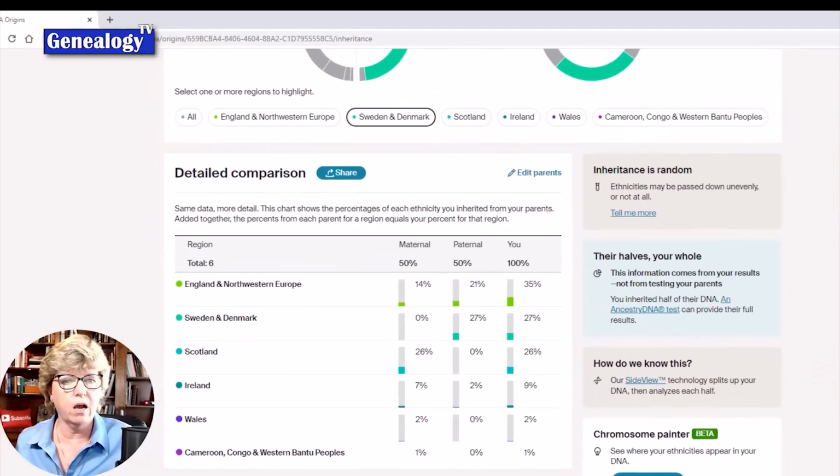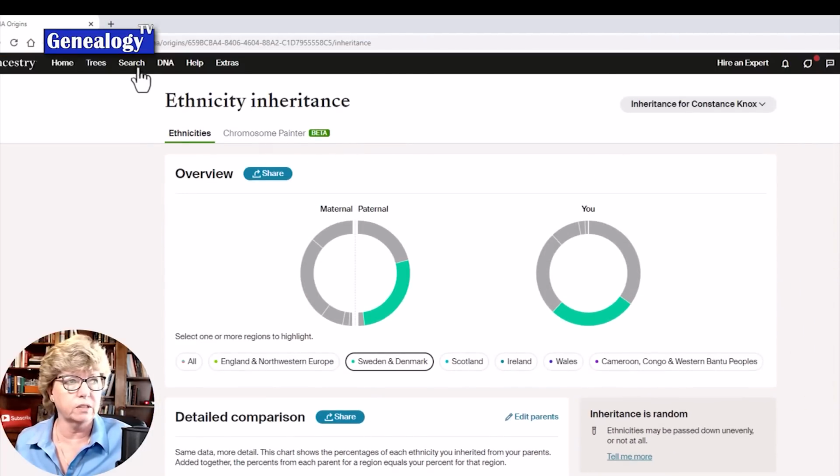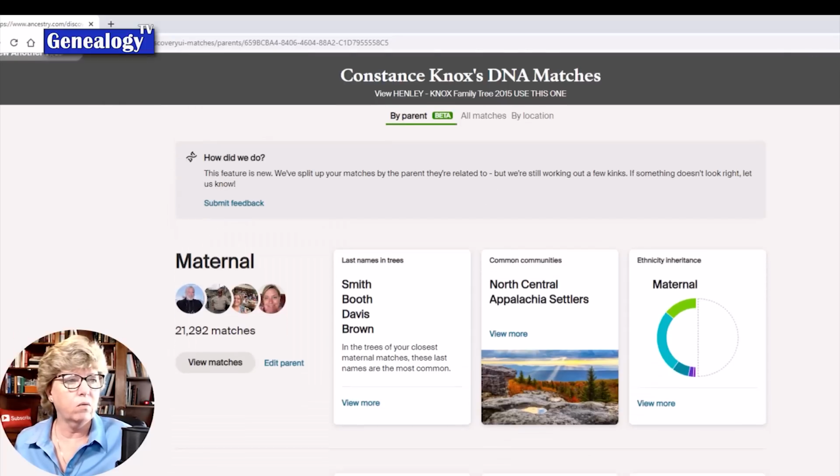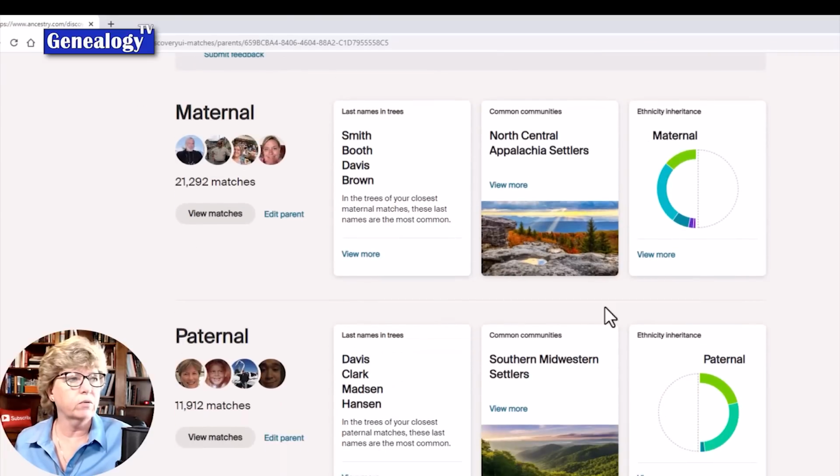All right, now that we had done this in a previous step, I went back to the DNA matches right here, and now we're seeing how they're grouping my father's side from my mother's side. This is kind of interesting for me because my mother was adopted. So now I can review 21,000 matches.